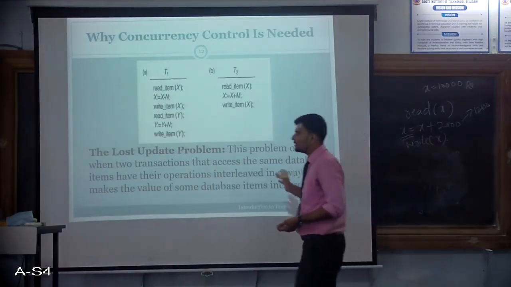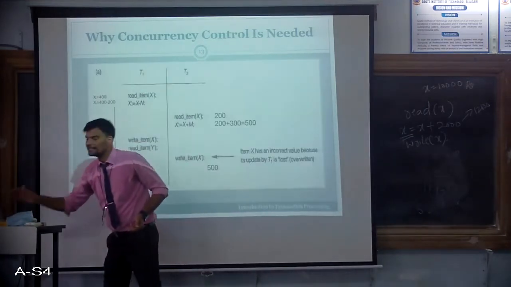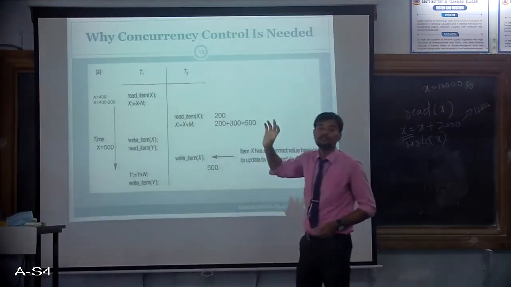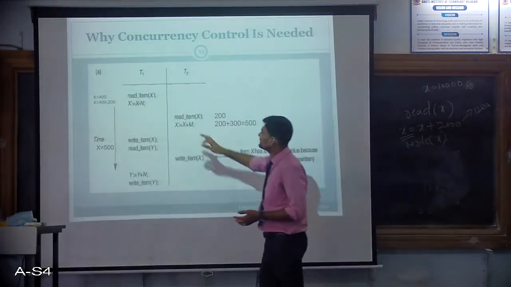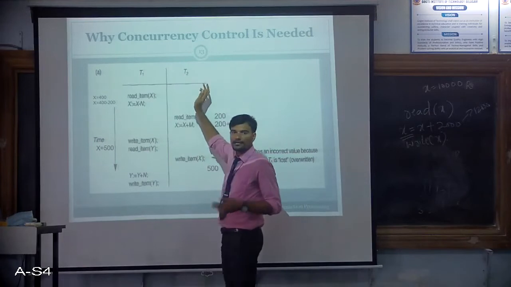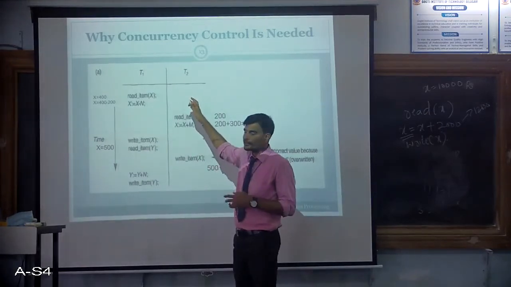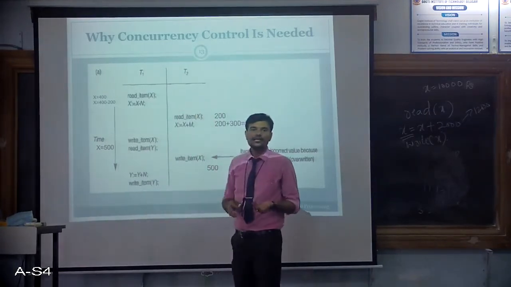Okay, so let's discuss one example related to the lost update problem. So what is the lost update problem? Here you can see we have two transactions. The two transactions are executing concurrently, and they are executing in an interleaved fashion, right?